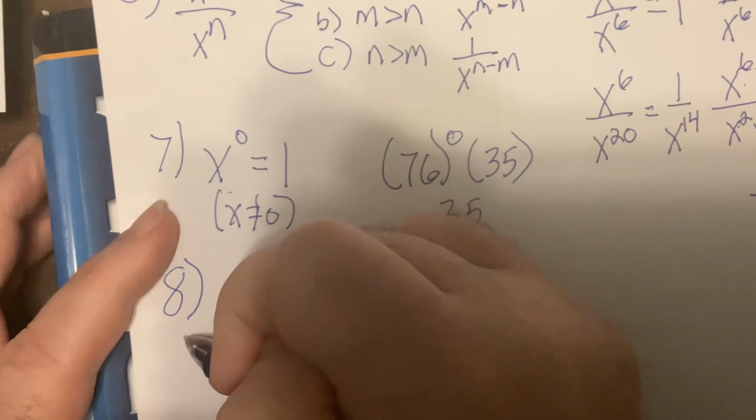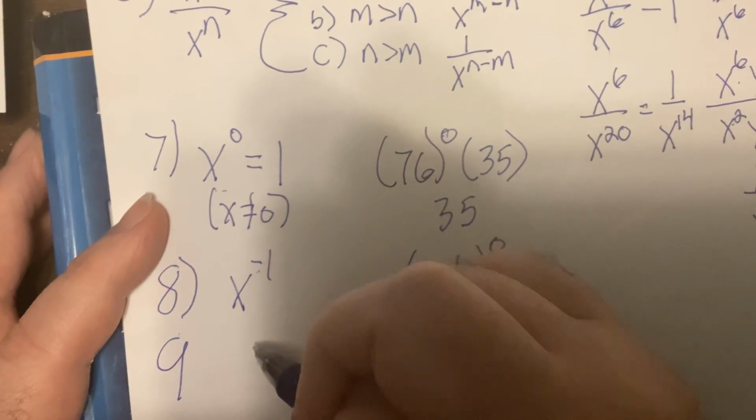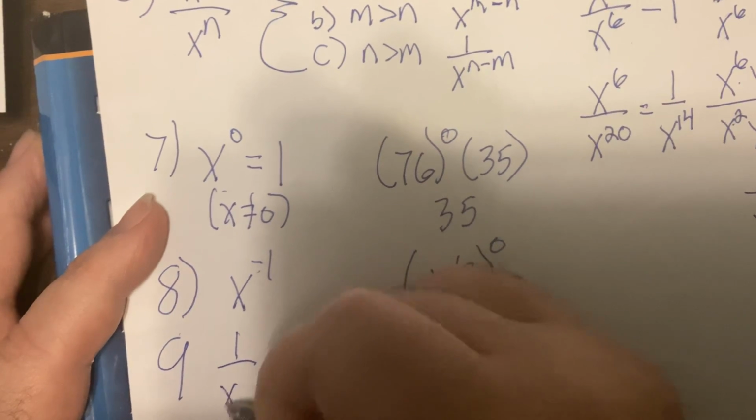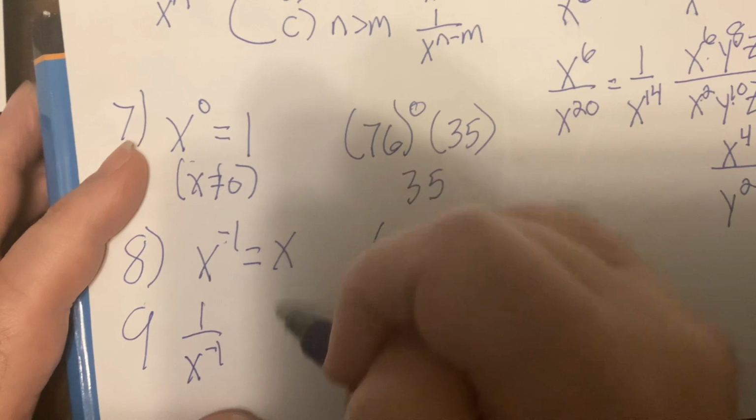And the last, I'm going to break it up in 2. I'm not sure if I did it in the class or not, but what do you do when you have a negative power? Well, you've got to move it.